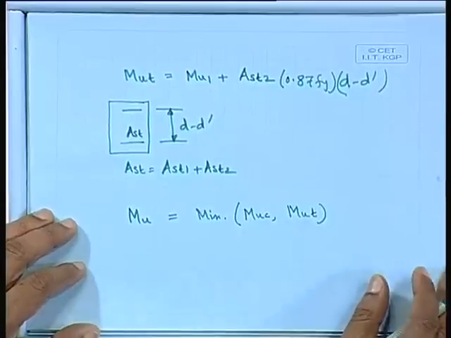This is called analysis. We shall continue with the design of a doubly reinforced beam. When the applied moment MU is given, and the width and depth of the beam are given, and we have to find the reinforcement, that is called design. Okay, let us stop here. We shall continue again in the next class today itself.